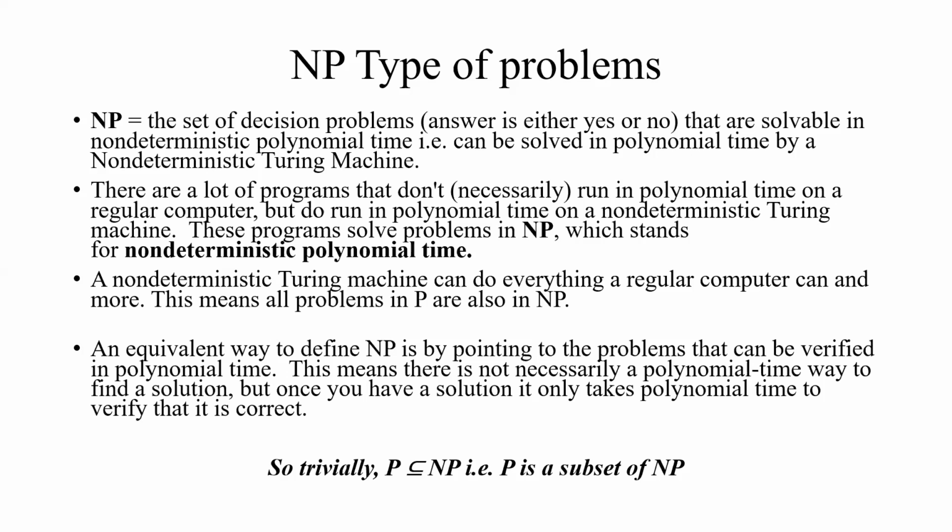There are a lot of programs that don't run in polynomial time on a regular computer, but do run in polynomial time on a non-deterministic Turing machine. These problems are called non-deterministic polynomial time problems. Please remember that a non-deterministic Turing machine can do everything a regular Turing machine, a regular computer, can do.